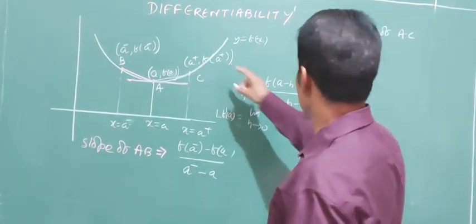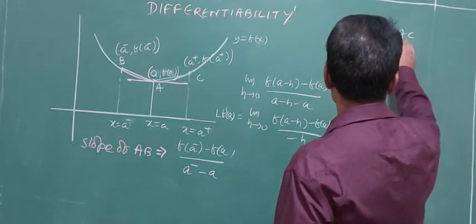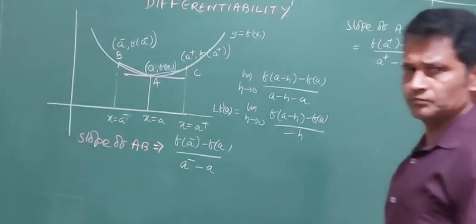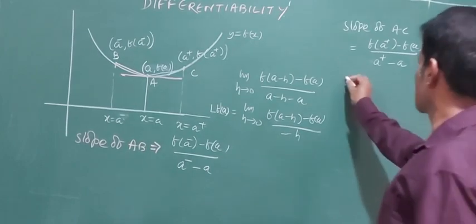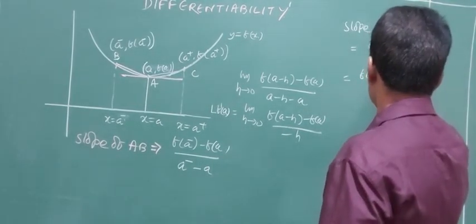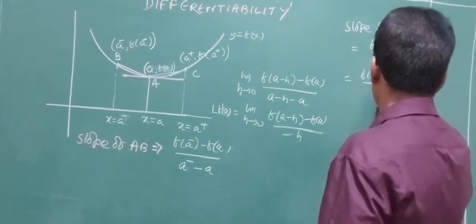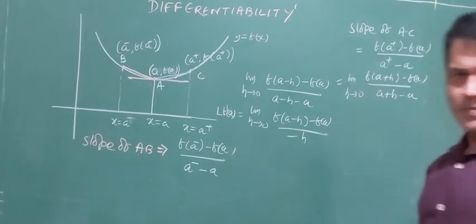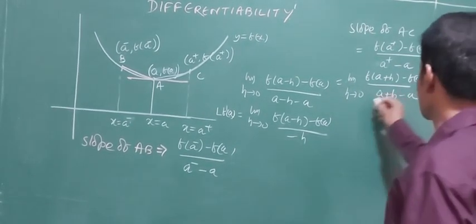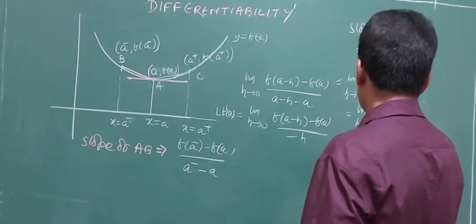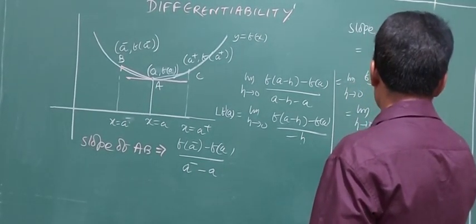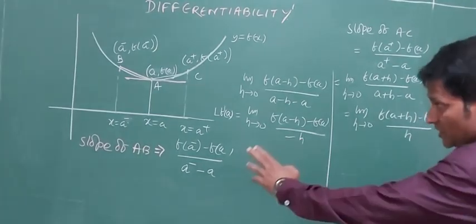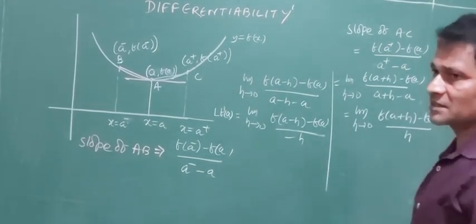C point is A plus h, so slope is f of A plus h minus f of A by A plus h minus A. Limit h tends to 0, A cancels out. What does it give you now? Limit h tends to 0, f of A plus h minus f of A by h. When slope of AB is equal to slope of AC, I can say that the function is differentiable.